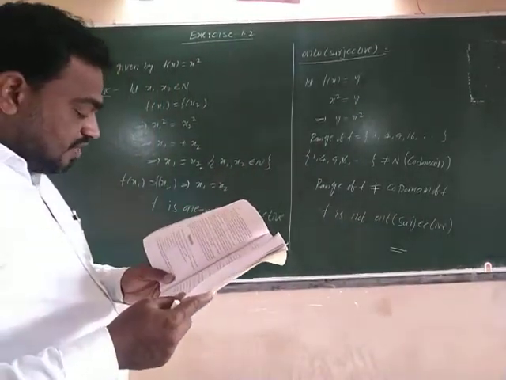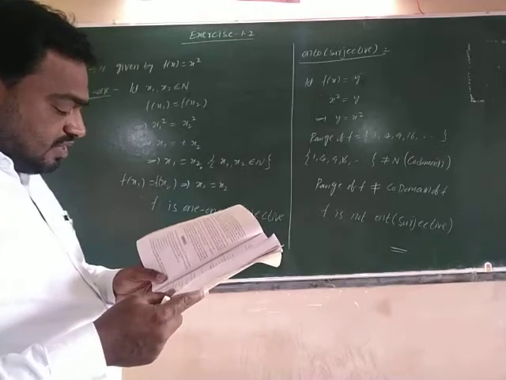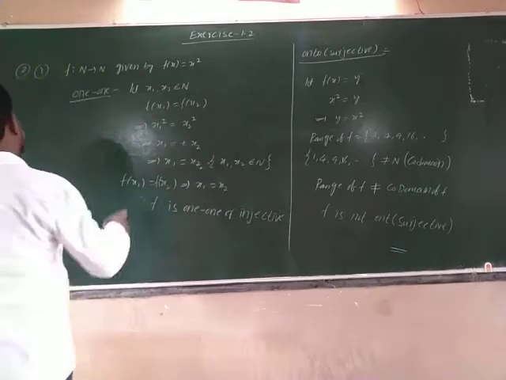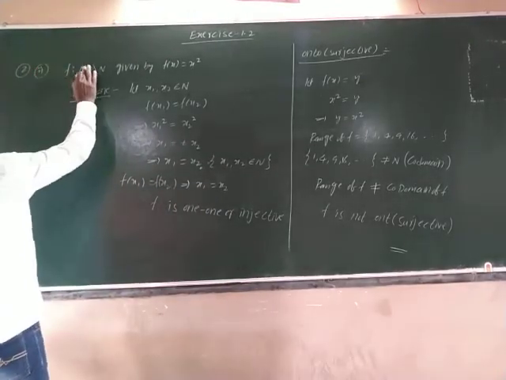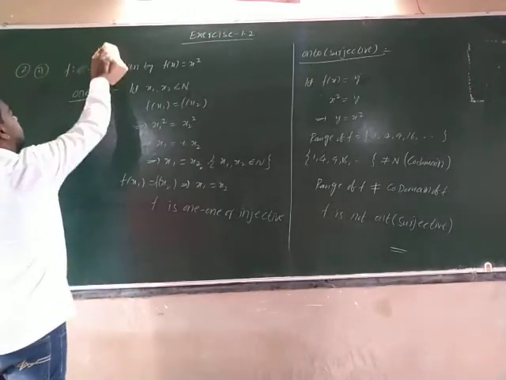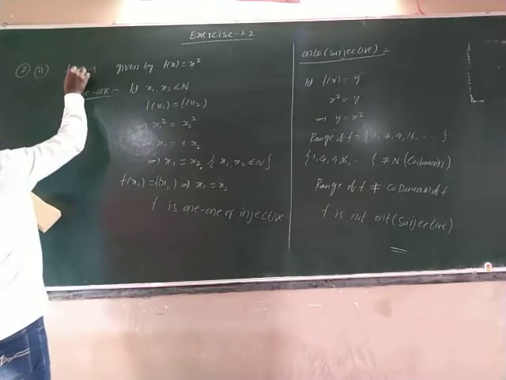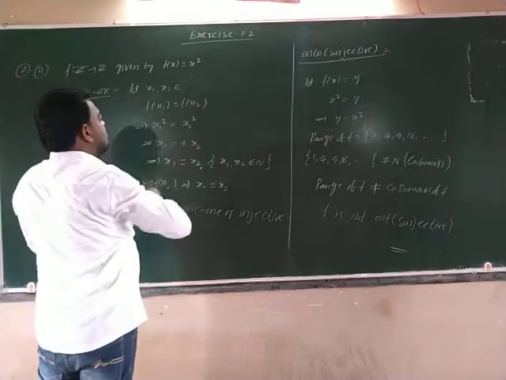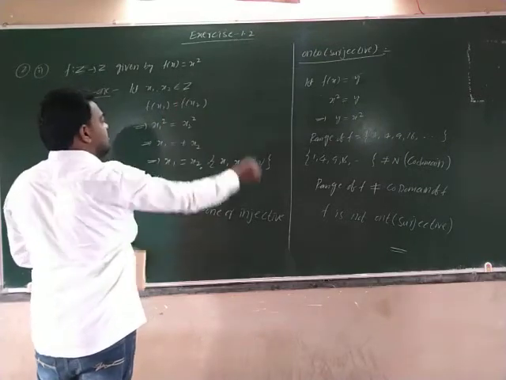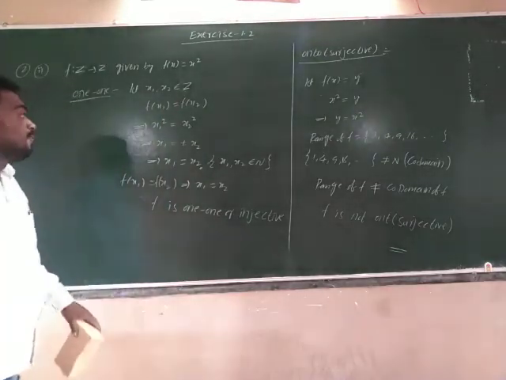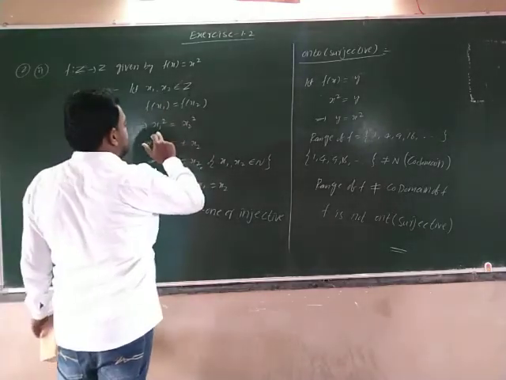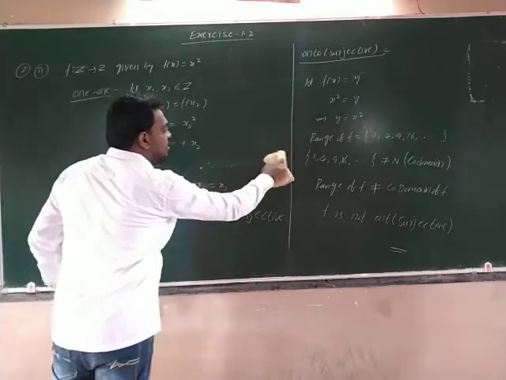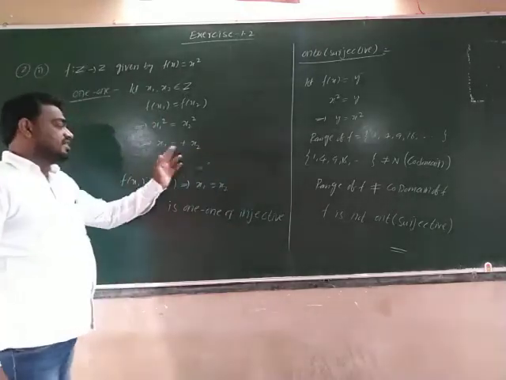Right? Now coming to the next question, that is question number 2. F is a mapping from Z to Z given by f of x is equal to x square. Here only the domain and codomain are changed. Integers. So x1, x2 are members of the domain. F of x1 equal to f of x2, x1 square equal to x2 square, so x1 is equal to plus or minus x2.